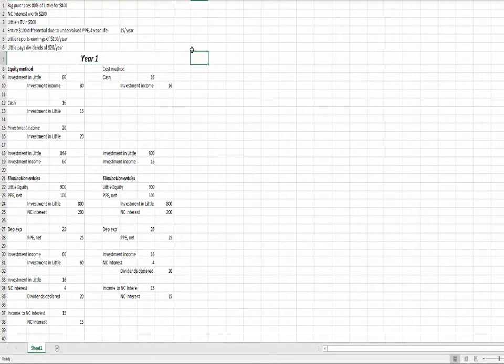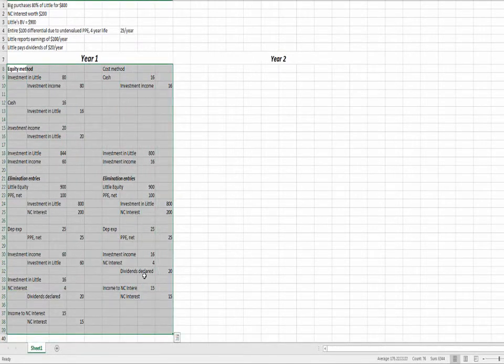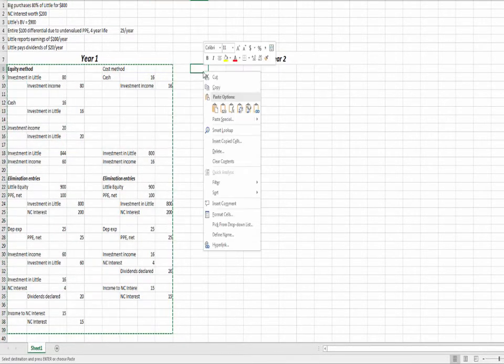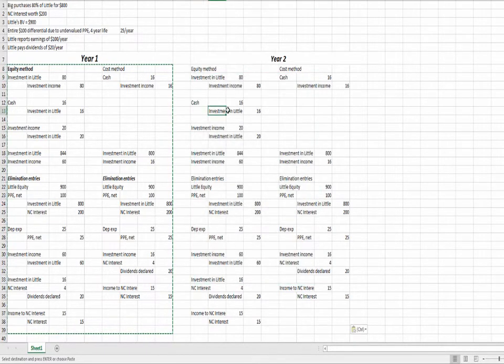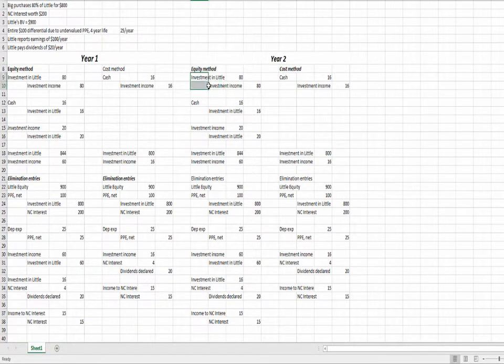What happens in year two? This is where another change is going to take place between the cost method and the equity method. So again, let's go ahead first and just copy this stuff and make changes as appropriate. Okay, so equity method entries. Same as before, we record our share of the investment income, we record our share of the dividends, we record our share of the amortization.